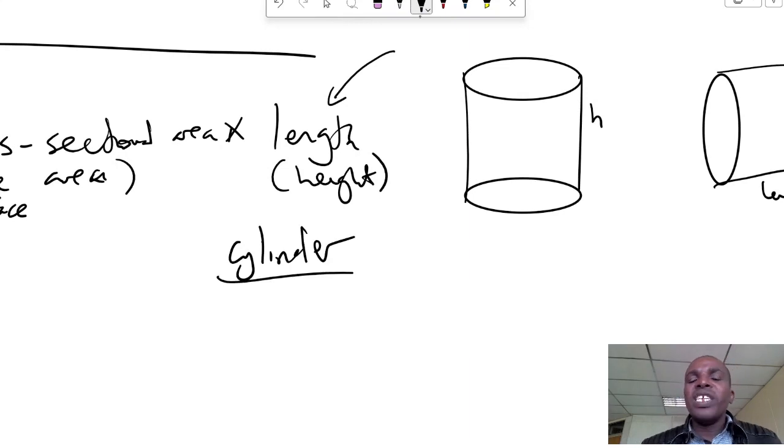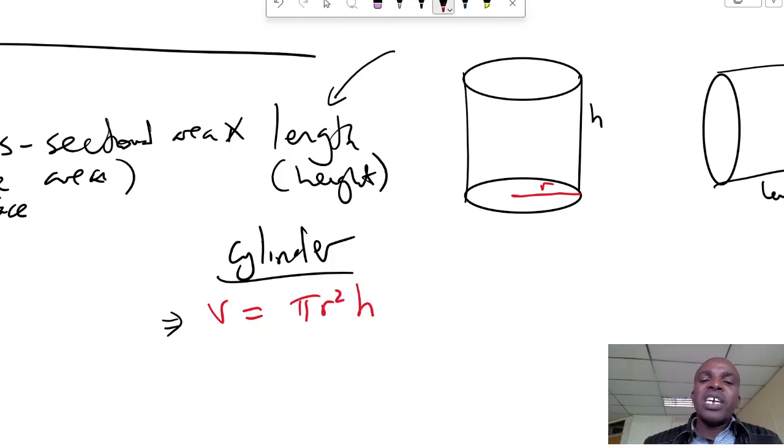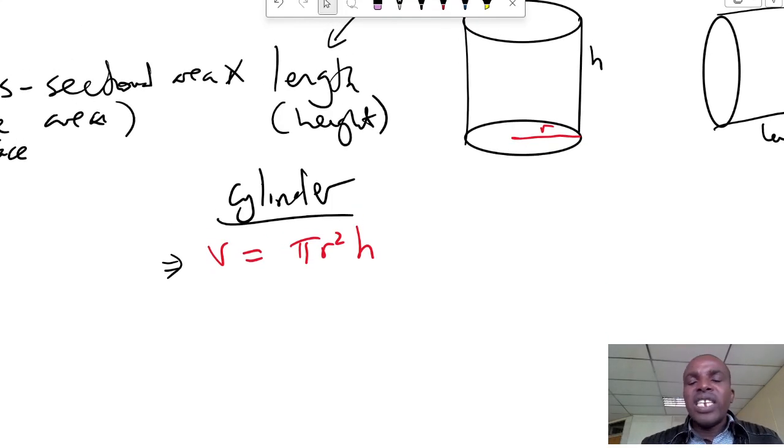Right, let's start with this one cylinder. How do you find the volume of this cylinder? You say base area or cross-sectional area times height. Then the base of this cylinder, check. It's a circle with radius r. So which means we say the volume of this cylinder is area of a circle times height. Area of a circle is pi r squared times height h. That's the volume of a cylinder. Done, just like that.